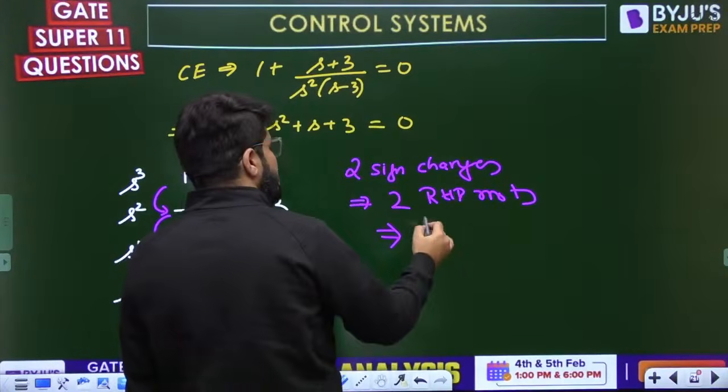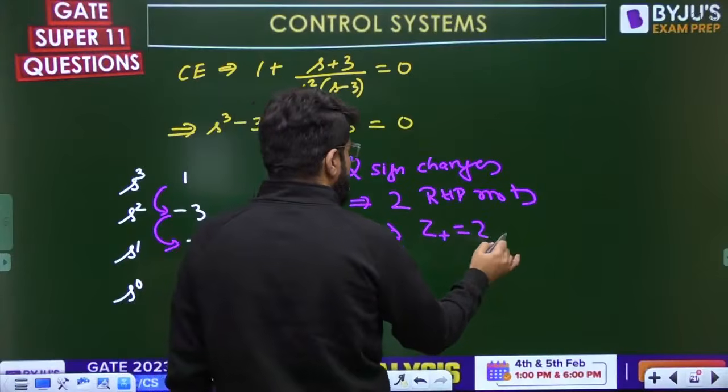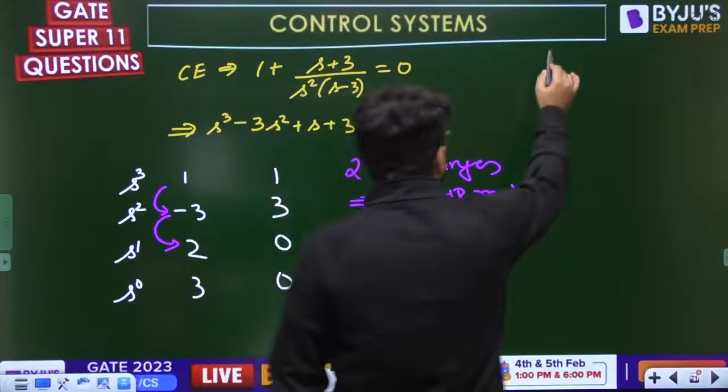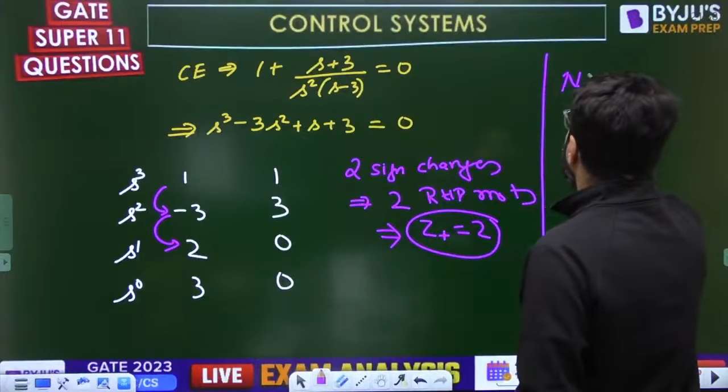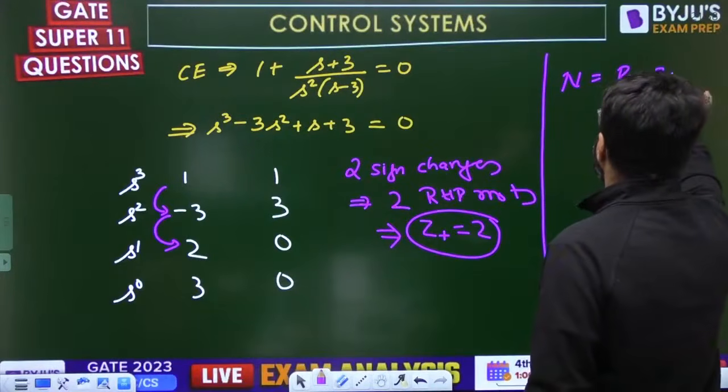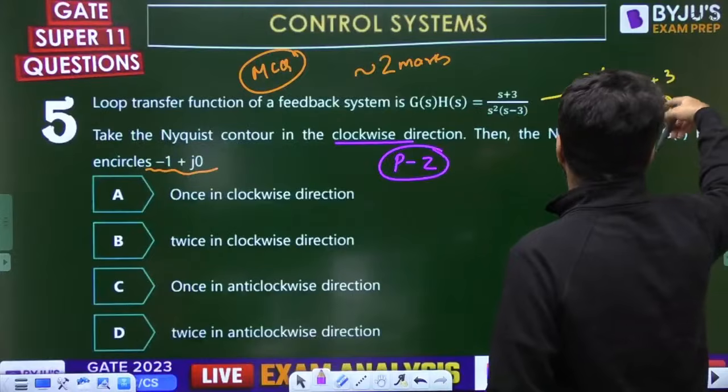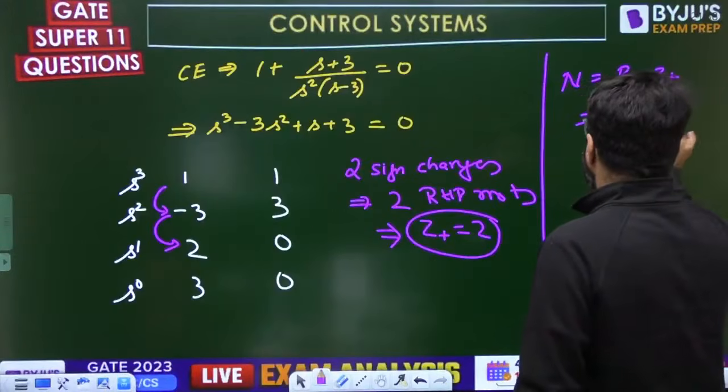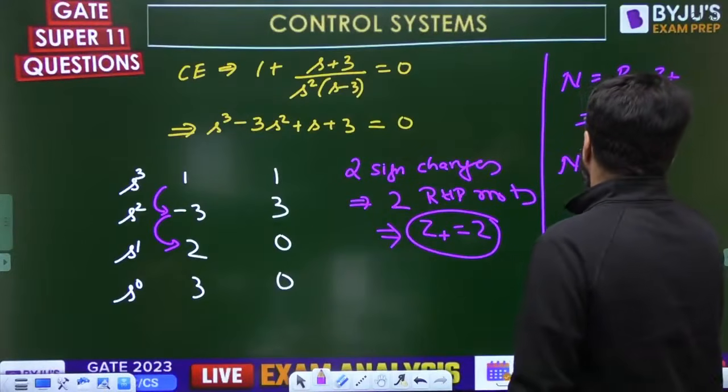So roots of 1 plus GSHS, that is known as Z plus. Z plus is equal to 2. So now can I say the value of N? N, as I told you, is P plus minus Z plus. P plus is 1 from the beginning analysis, minus Z plus is 2. So the value of N is -1.